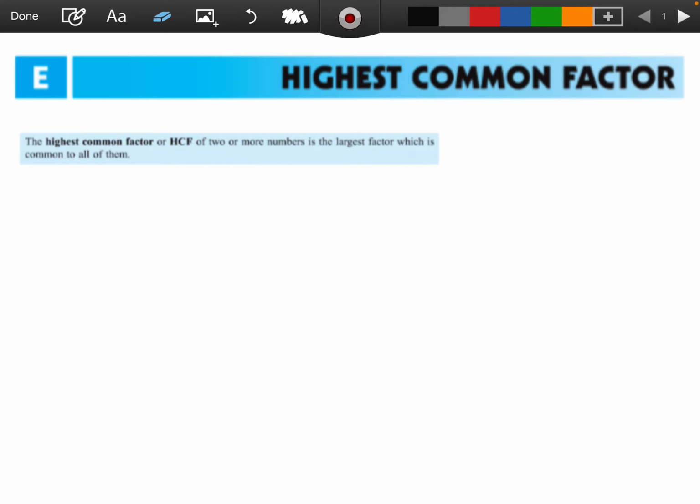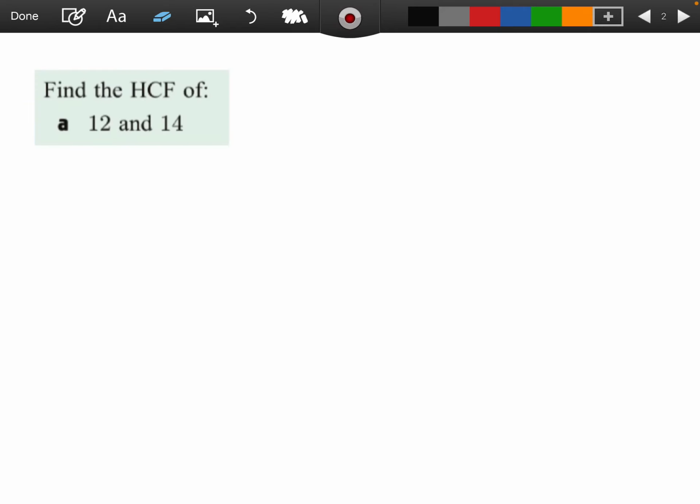Your textbook outlines a great example of using prime factors to find the highest common factor. If that's something that you're interested in, I encourage you to go and check out that example in your book. I'm going to go through one example, a method similar to the method that I would have taught you for finding factors in general. So we're going to find the highest common factor of 12 and 14.